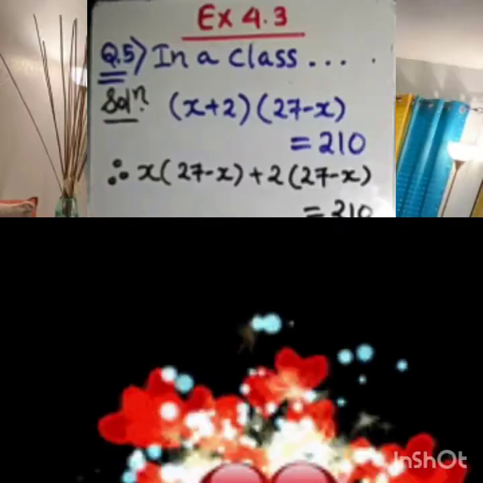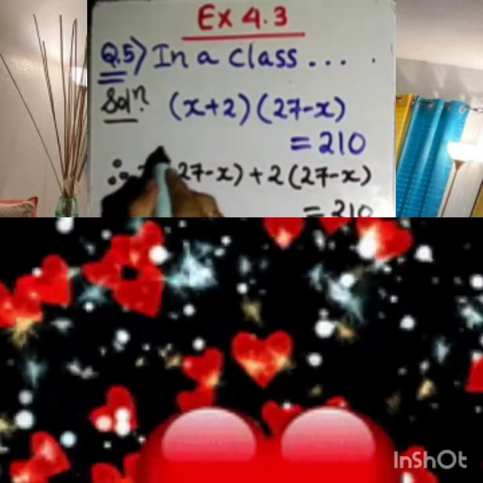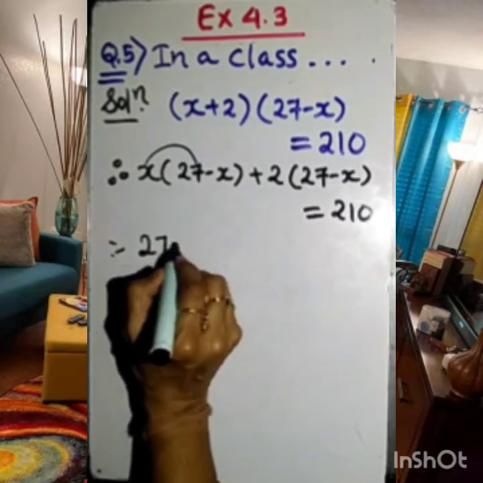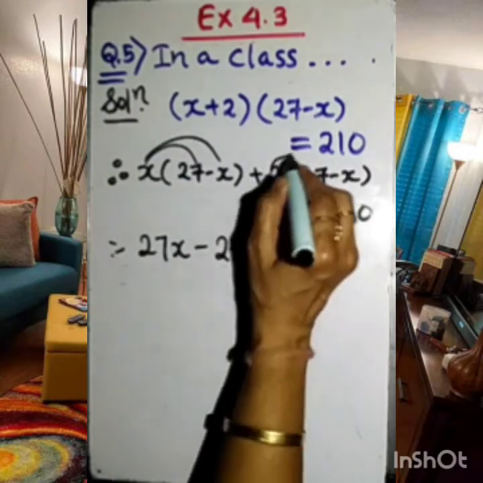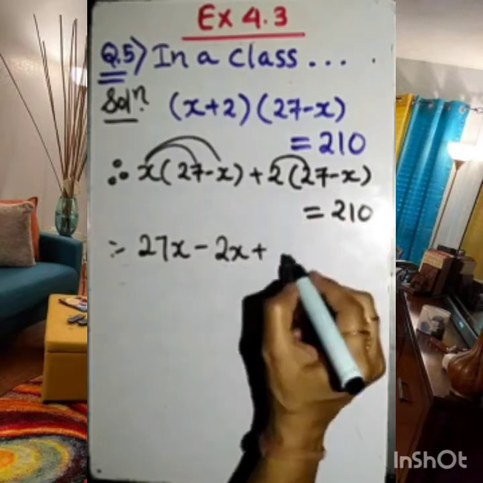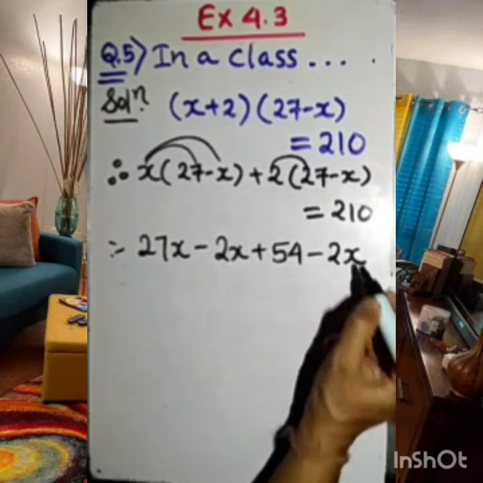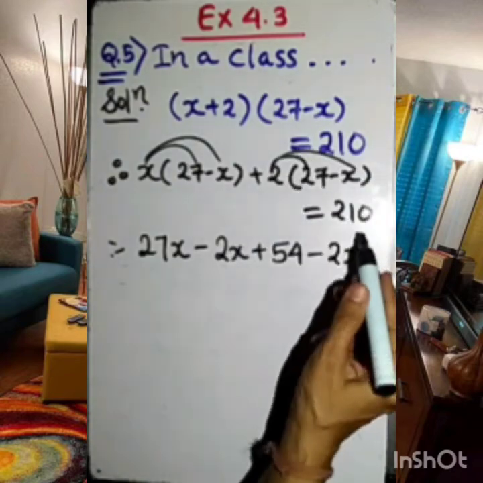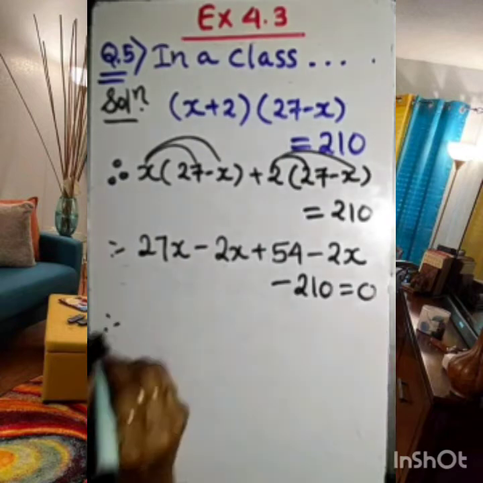The product of 2 brackets, you know what we have to do in that. So 27 into X is 27X. X into X is 2X. 2 into 27, the product of 27 with 2, that is 54. Minus 2 into X is 2X. And here, equal to 210, I am bringing this to this side, so it is minus 210.